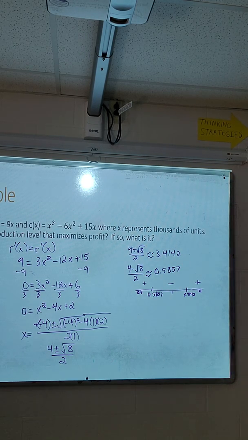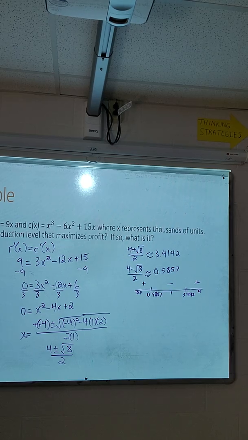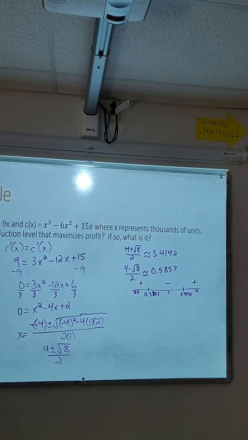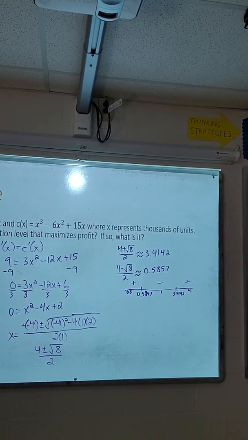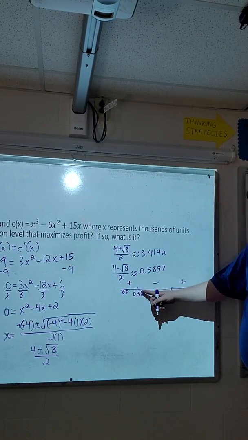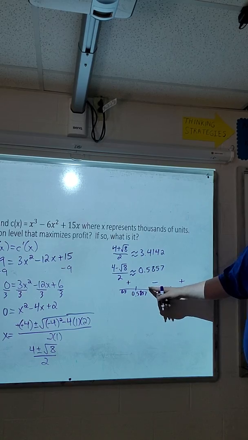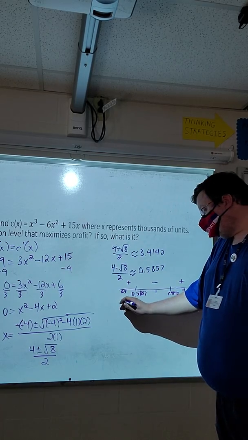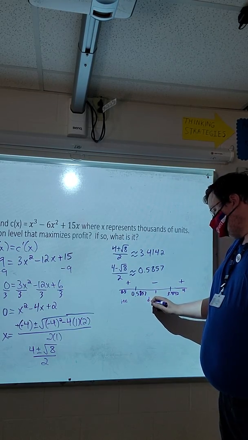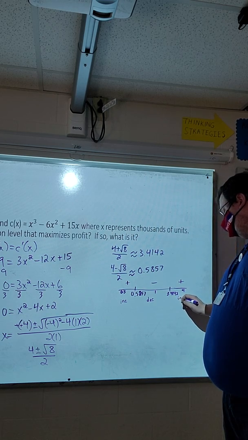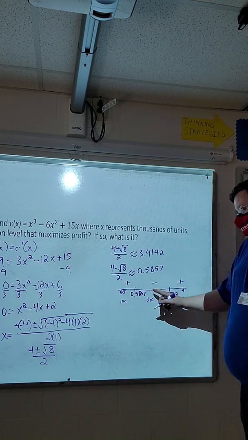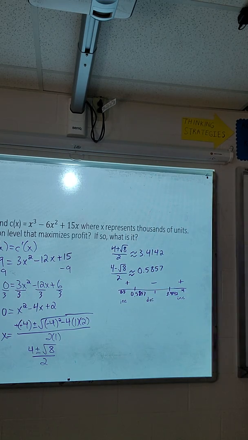We're trying to maximize our profit, so which one is a maximum? Decreasing. It'd be the 0.5857, right? Yeah, this is a maximum, because it's increase, then decrease. Okay, it's increasing here, then it's decreasing in between, then it increases again at the end. So right there is our maximum.